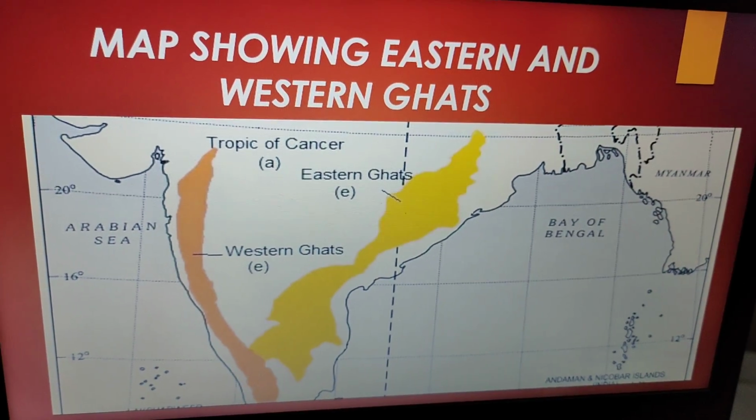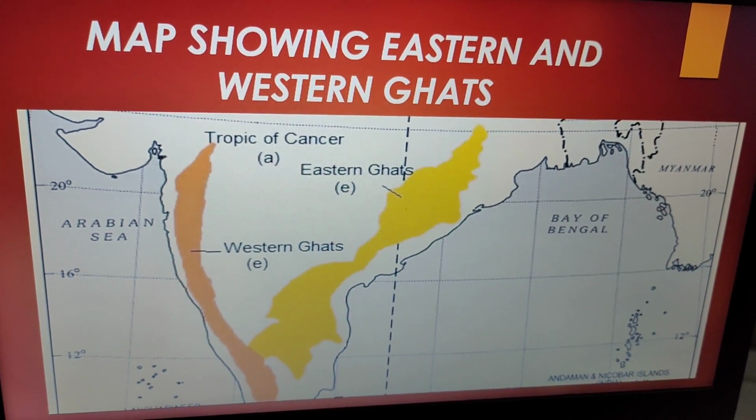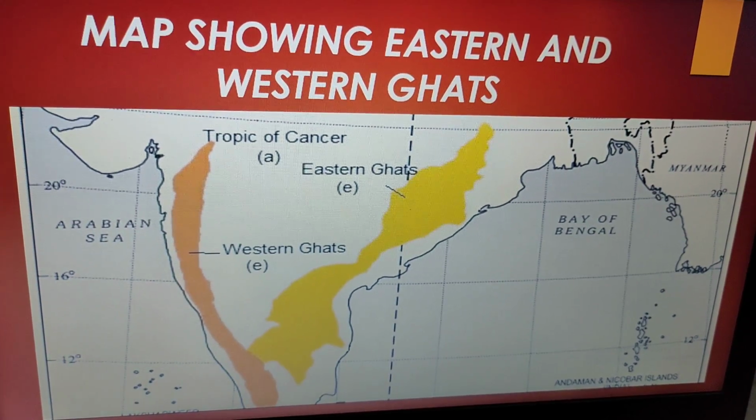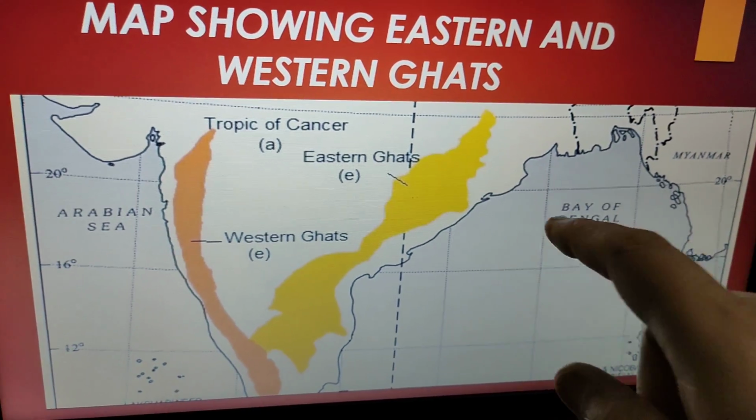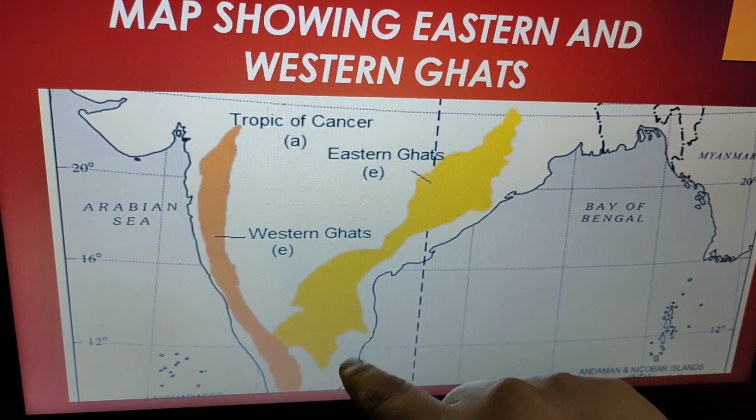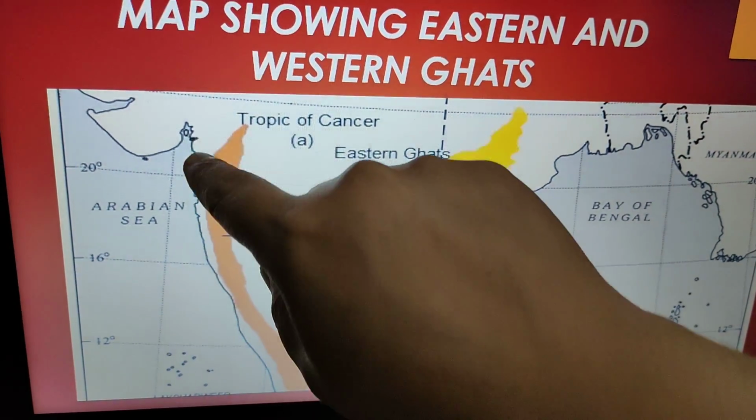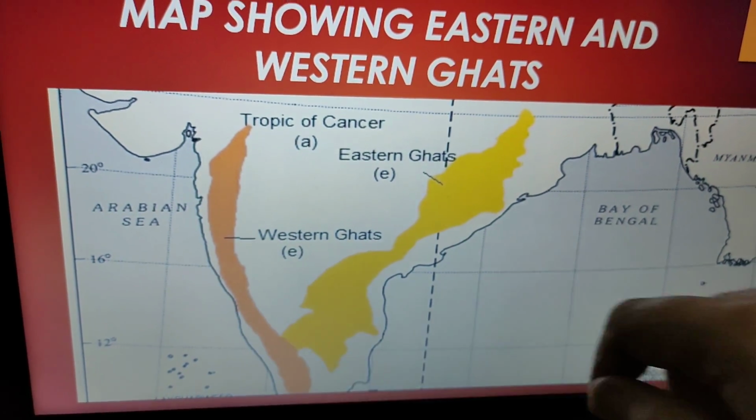Now this is the map showing the Eastern and Western Ghats. And the area which is left is your Eastern and Western coastal plains.